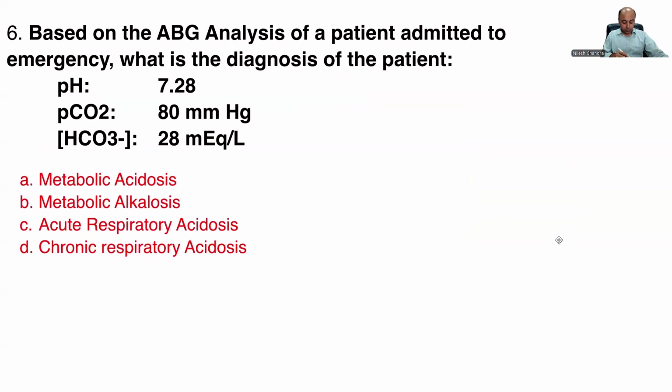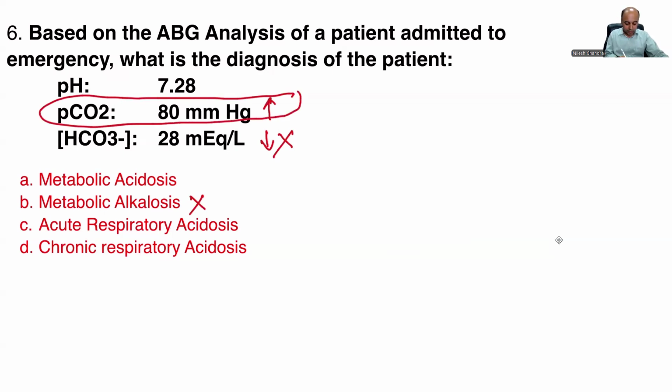Now, first thing is pH is 7.28, meaning it is definitely acidosis. So, alkalosis is out. Now, if acidosis is there, then either the PCO2 level should be high or the bicarbonate level should be low. So, PCO2 level is high, but bicarbonate level is not low, meaning we are looking at the respiratory component. So metabolic is out.